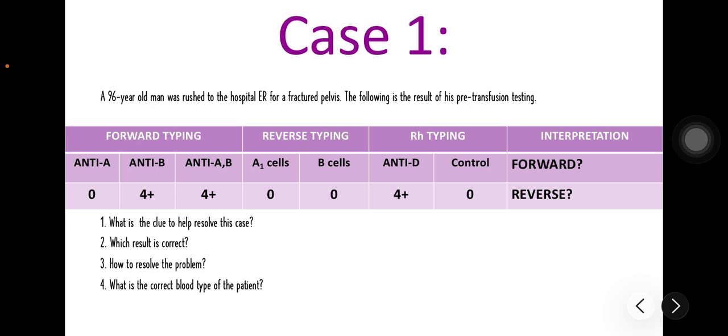So how are we going to resolve this problem? You can repeat the reverse typing and incubate the serum with A1 cells at room temperature to enhance weak antibodies. So you're going to review the patient's age and clinical history. So check for hypogammaglobulinemia if needed. Usually, the weak antibody becomes detectable after incubation. So what is the patient's correct blood type? So from the forward typing and Rh typing, the patient's correct blood type is now B positive, or B Rh positive.